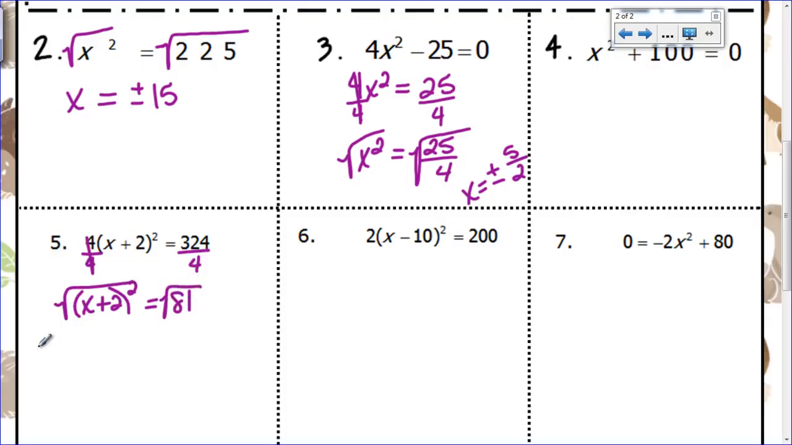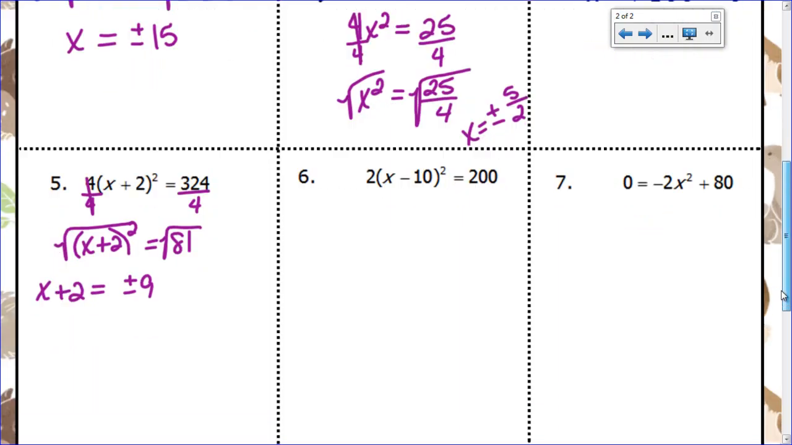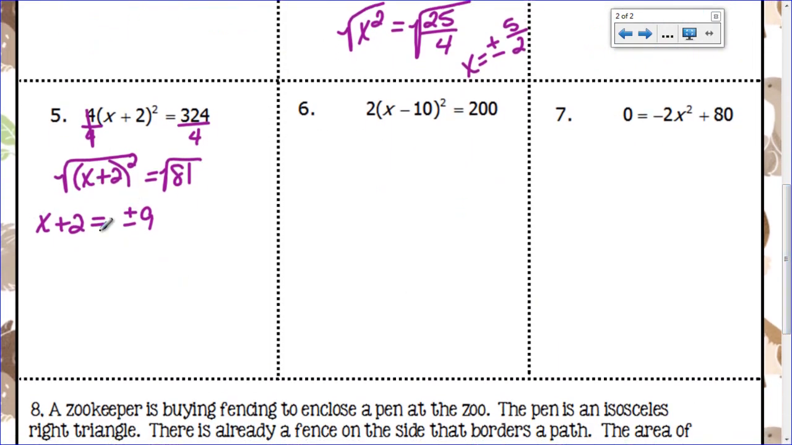And so I end up with x plus 2 is equal to plus or minus 9, because the square root of 81 is 9. Now here's where this gets tricky, because now I have to finish solving. I want x by itself, but I have 2 answers here, positive 9 and negative 9. So what I really have is x plus 2 equals 9 and x plus 2 equals negative 9. And so to get my 2 solutions, I have to solve for x on both of them.